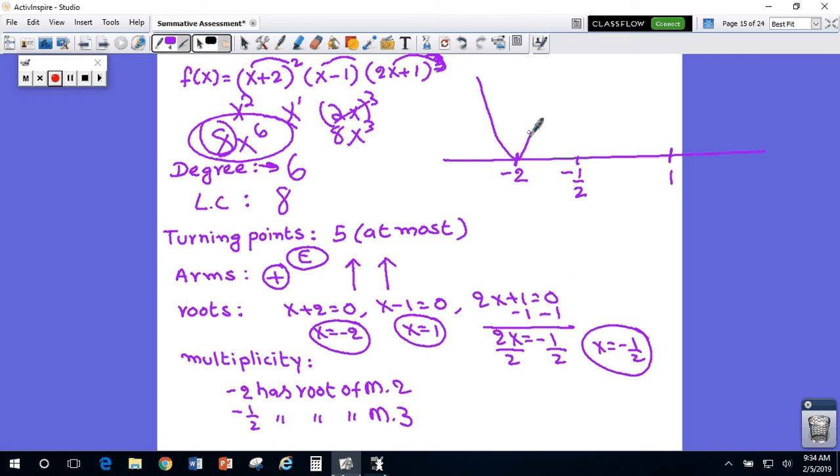And at negative 1/2, what is happening here? The multiplicity is 3 here, right? So again we have to come down here, sluggish. Here you see it is just bouncing back, but here it is going through like this because the multiplicity is 3 and it passes through 1. So again it has to go back and pass through 1. Okay?